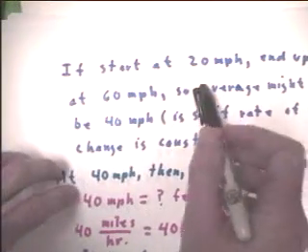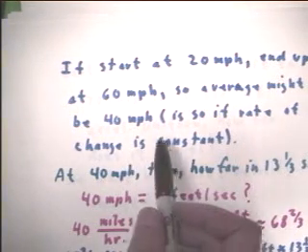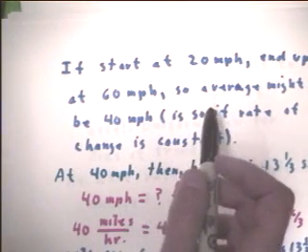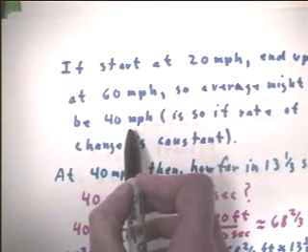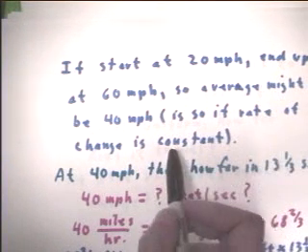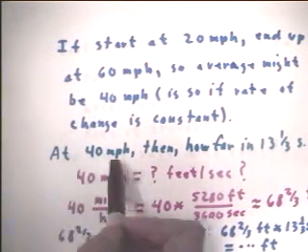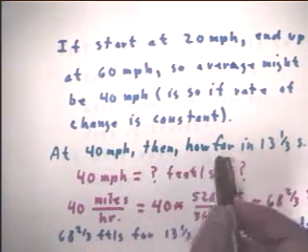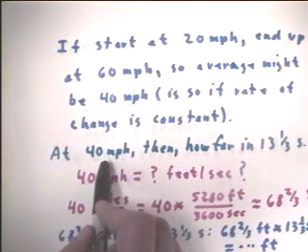Now, if we start at 20 miles an hour and end up at 60, then we might expect that our average would be 40 miles per hour. And that would be the case if the rate of change is constant. At 40 miles an hour, then our question is, how far do we go in 13 1/3 seconds? If we assume the rate of change is constant, that'll be our average speed.